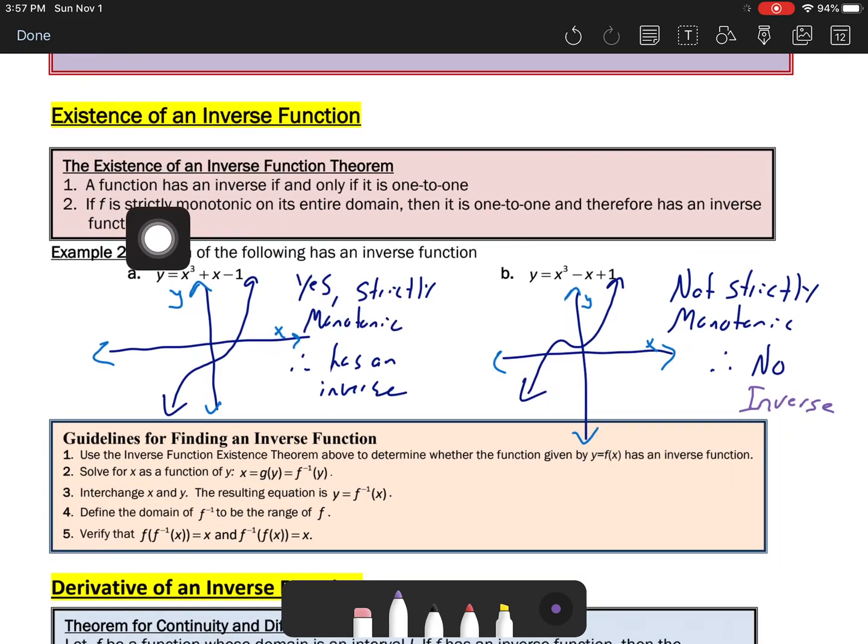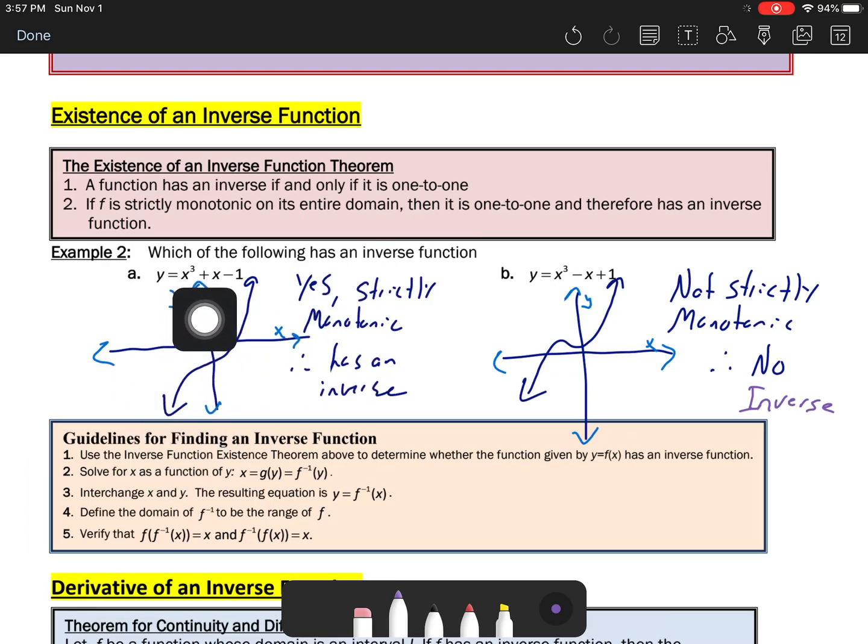Okay, so existence of an inverse function. In order for a function to have an inverse, it has to be 1-to-1. That's what they say right here: a function has an inverse if and only if it's 1-to-1. We talked about this in college algebra last year. In order for a function to be 1-to-1, it has to be strictly monotonic, which just means that on its entire domain, it's either increasing the whole time or decreasing the whole time. It doesn't go up, down, back up again.